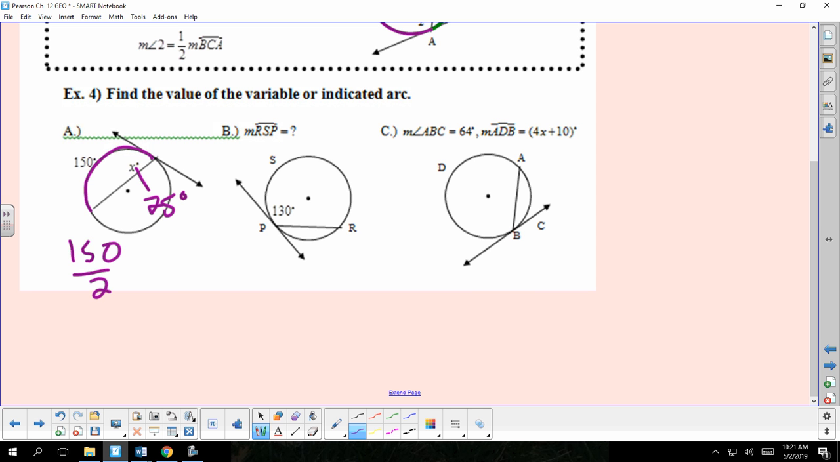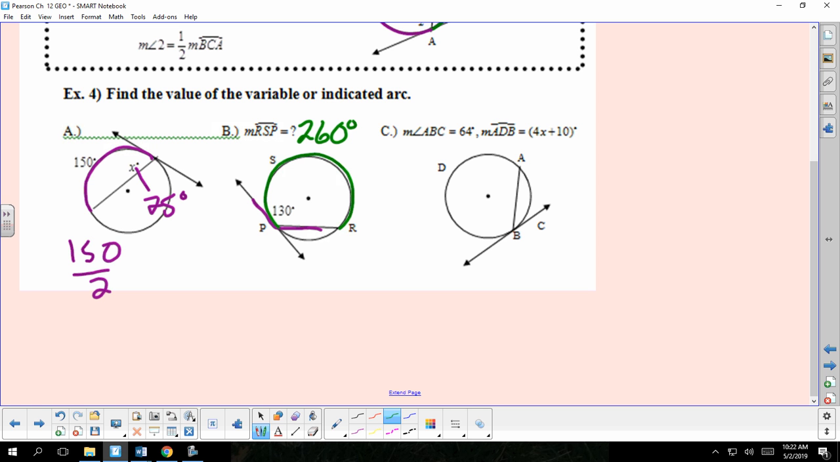If this angle here is 130 degrees, we want to figure out the measure of RSP. We're going to double this, right? So that's 130, this is 260 degrees. So the measure of arc RSP is 260 degrees. Now let's look at this last one. This last one's a little bit tricky.